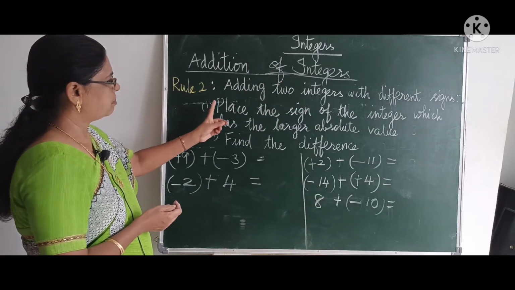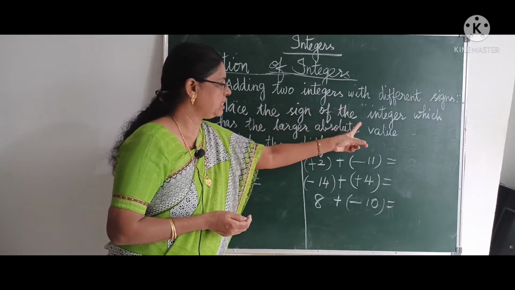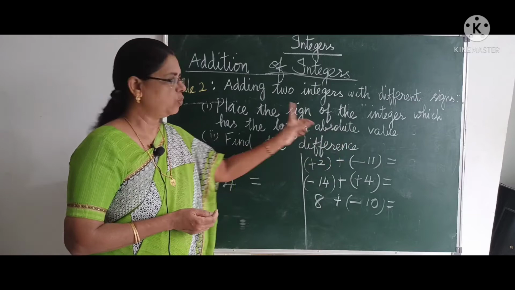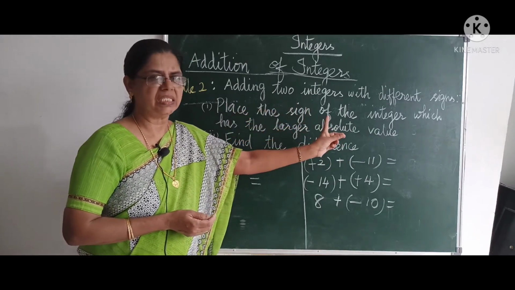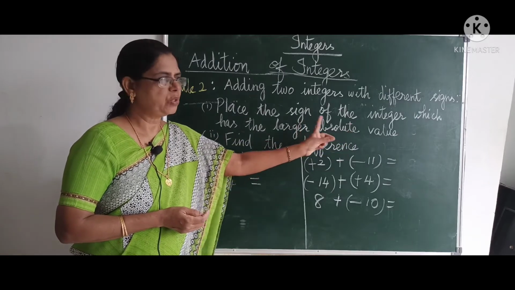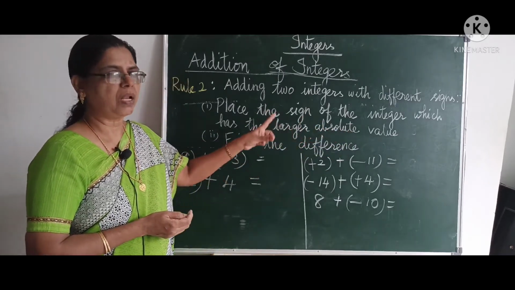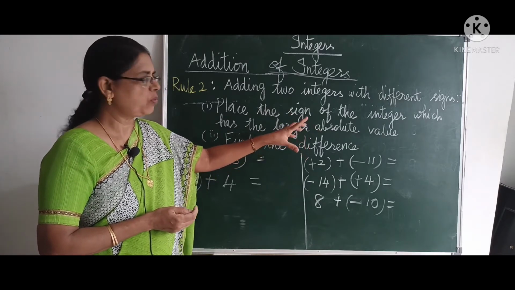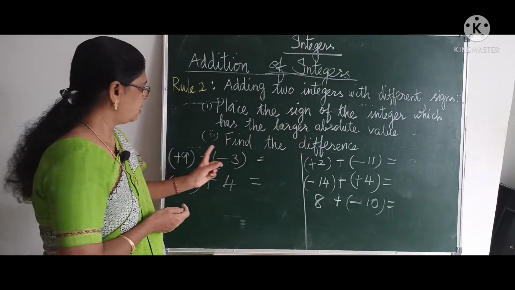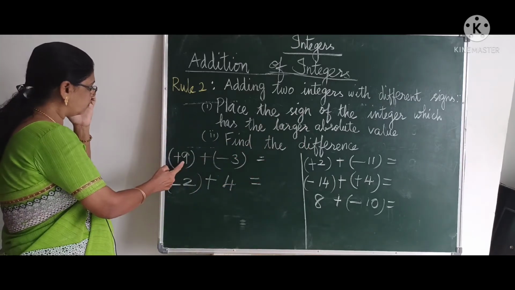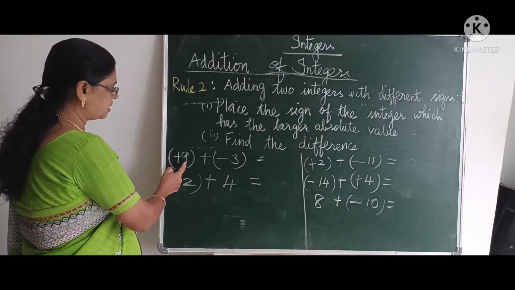Rule is this. Place the sign of the integer which has the larger absolute value. Absolute value means it is the numerical value of that integer regardless of its sign, without considering the sign. And then find the difference. Now we will add two integers with a different sign.